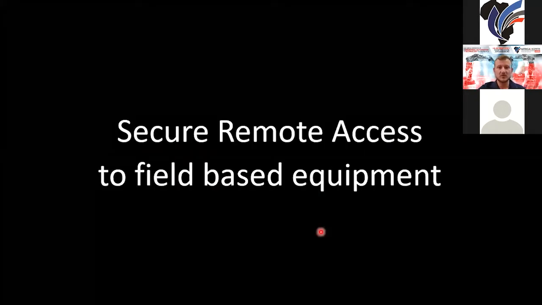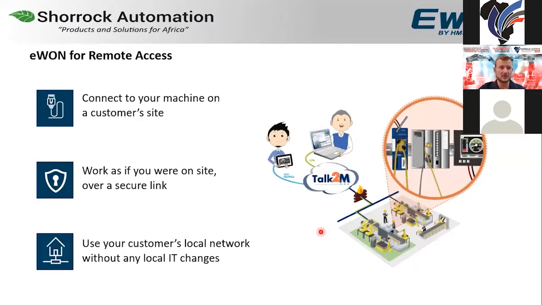Okay, so first up, secure remote access to field-based equipment. Why would you want to make use of E1 for remote access? It permits you to connect to your machine on a customer site. You'll be able to work as if you were on site over a secure encrypted link. And then you can make use of your customer's local network without any local IT changes. As we'll see in a moment, you don't necessarily have to make use of the plant internet on site. There are also GSM and other options available for internet access.